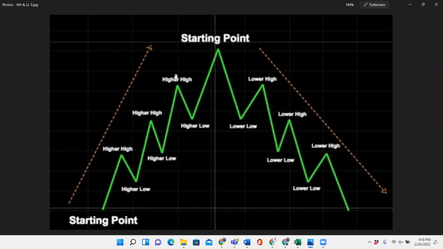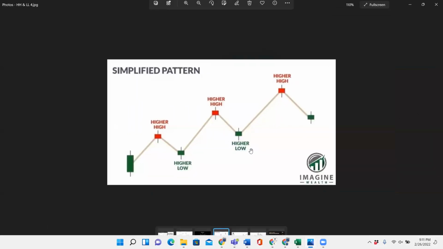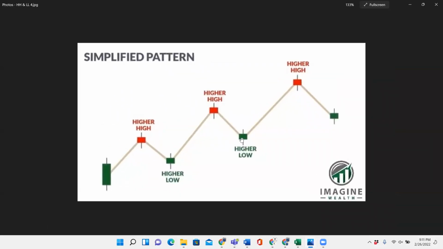If you notice also, this happens to be a head and shoulders. Take a look at our head and shoulders video to explain exactly what that means. So this would be a simplified pattern.